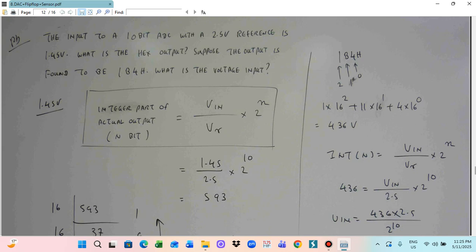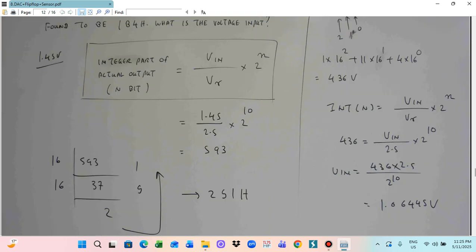So in this case, the integer part of the accurate output, we write down the equation: integer part of the accurate output in bits equals Vin by Vr multiplied by 2 power n. In this case, the input voltage is 1.45 volt, and the reference voltage is 2.5. So 1.45 divided by 2.5, multiplied by 2 power 10 since it is 10 bits. So you get 593.